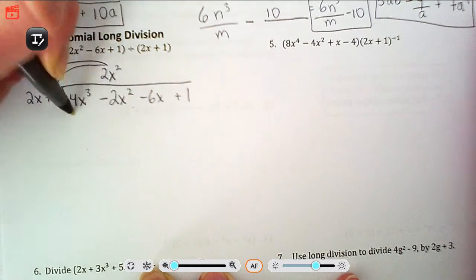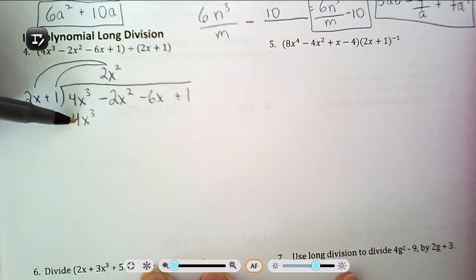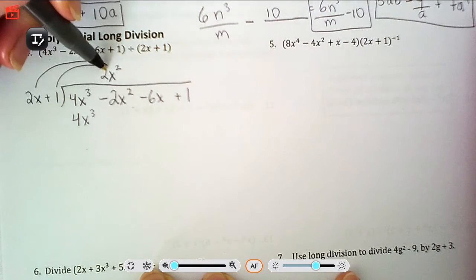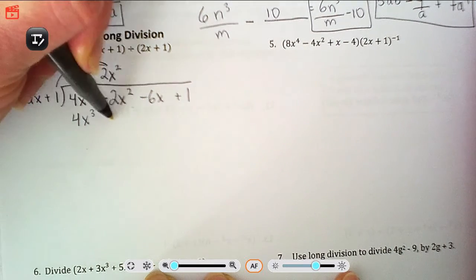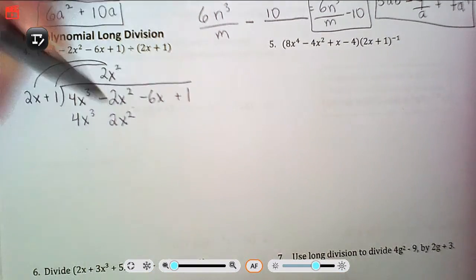2 times 2 gets me 4. X squared times x gets me x to the third. They match. That's perfect. Distribute to the 1. It does not have to match the next term. 2x squared times 1 is 2x squared. Whatever it turns out to be is fine.